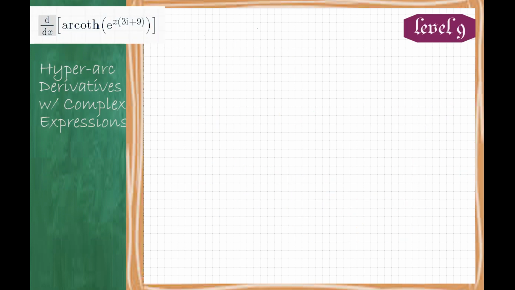For our final stage 9 derivative, we'll be doing the hyperbolic arc derivative, and we'll throw in a complex expression there just to mix it up. So first things first, the derivative of an arc coth function is 1 over 1 minus x squared. So we're just applying the chain rule first. And that'll mean we do 1 over 1 minus this whole inner function squared, e to the x times 3i plus 9. And then this is times the derivative of that function.